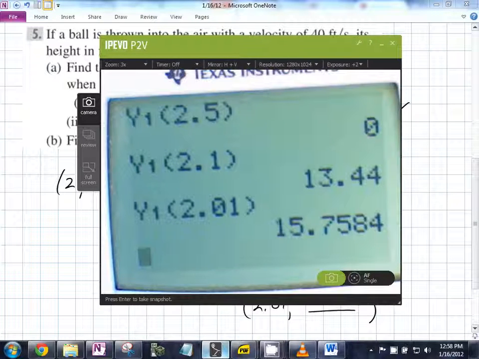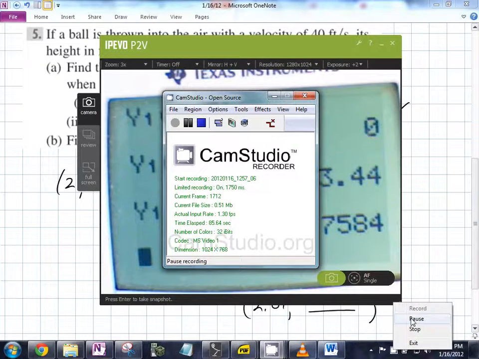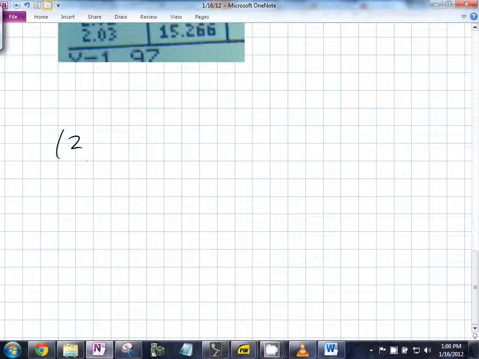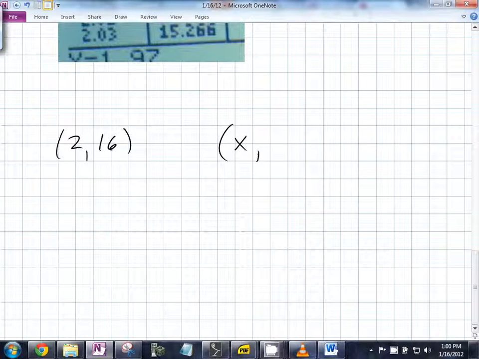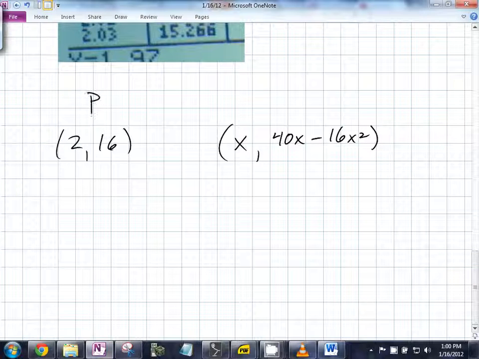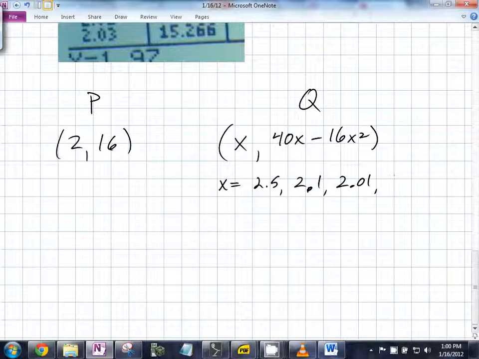Points we're going between. 2, 16, and what's the next point? X comma what? 40x minus 16x squared. This is the first point, and this is the second point, right? And what are the x values we're plugging in? 2.5, 2.1, 2.01, and I don't know, 2.001? 2.05, thank you. 2.05, correct?